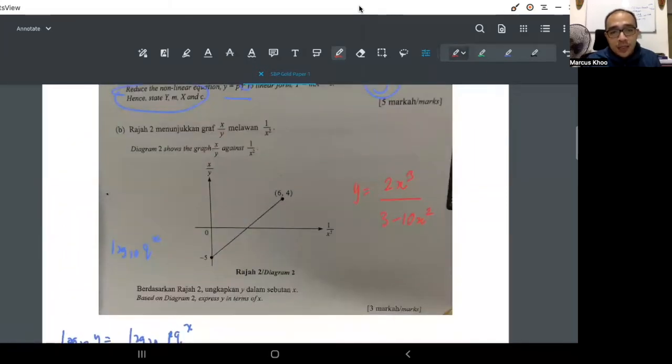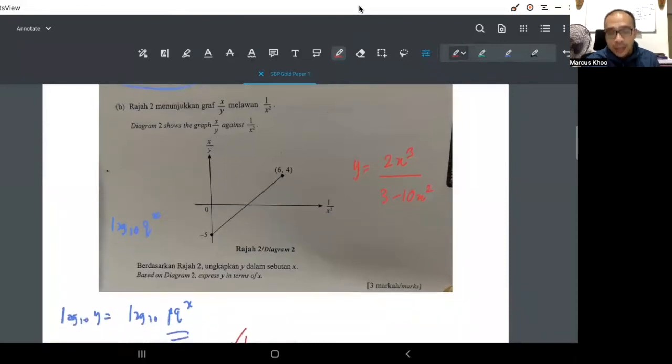Okay, this is xy against 1 over x squared. Express y in terms of x. So we want to change it back to the non-linear mode. First thing is, let's form the equation first lah. This is x over y equals m 1 over x squared plus c. Now the c is given here as -5. Very clear. So we can ganti this one, we can replace this one with -5.